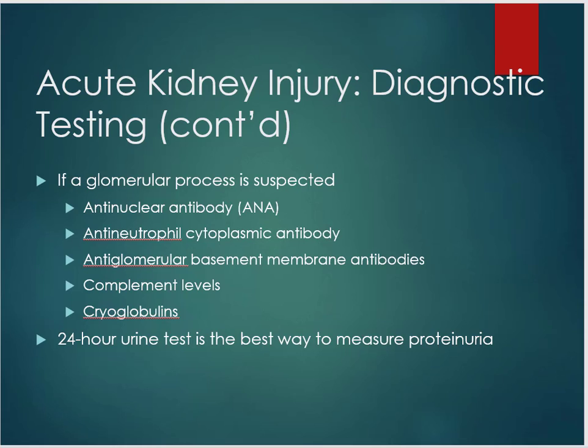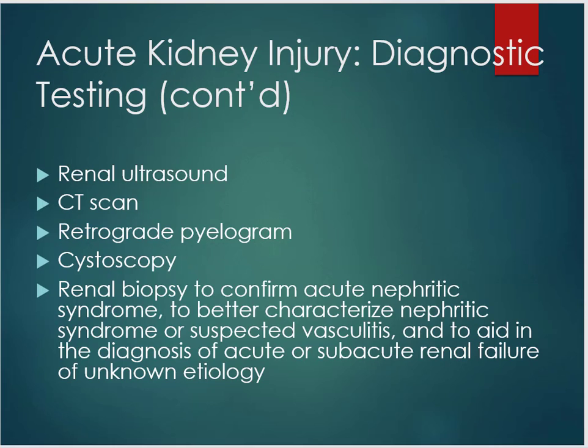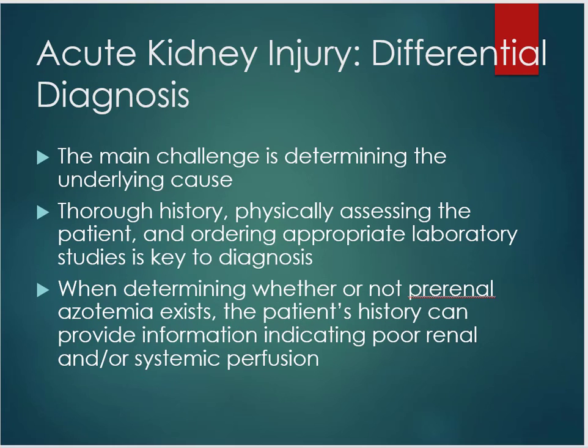A 24-hour urine is the best way to test, as we know, for proteinuria. Other diagnostic tests include renal ultrasound, CT, retrograde pyelogram, cystoscopy, and a renal biopsy. We know that the main challenge is trying to figure out what the underlying cause is. So it's important that we get a thorough history and physical when assessing the patient, and then choose the appropriate lab studies that will help lead to diagnosis.